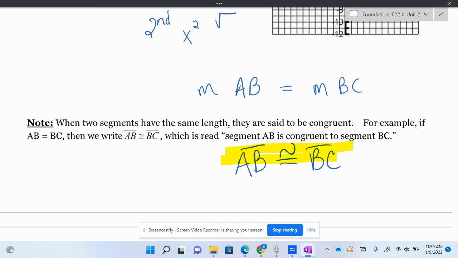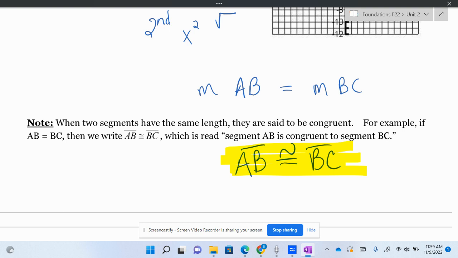because you might have this given to you and you might be given the measurement of BC, so you know that the measurement of AB is the same. So I just want you to know that that little squiggly, like the equal sign with the squiggle over the top, means congruent. Isn't that the tilde sign in Spanish, that little squiggle?